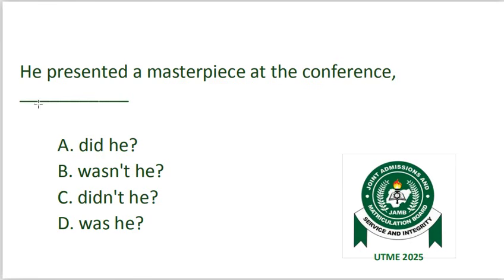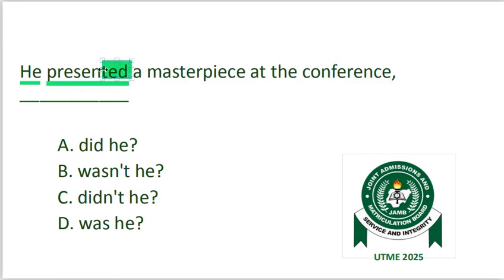Let's look at the subject and the verb of this sentence. He is the subject. The verb is presented. These two determine our correct tag. Now, he is a pronoun, male pronoun. Let's leave that. Presented is in the past tense. Like all other action verbs, when we are trying to find the tag, we change the action verb to do. If the action verb is in past tense, we also change our do to past tense, which is did.